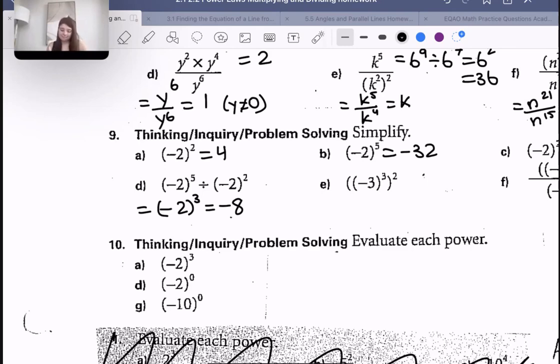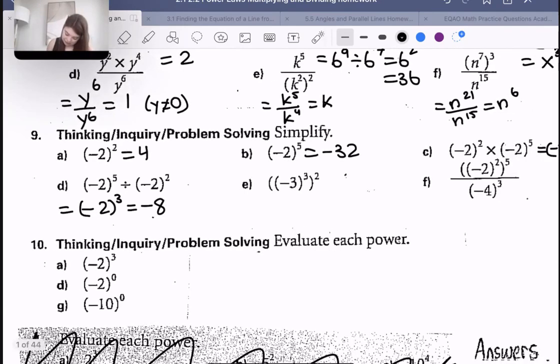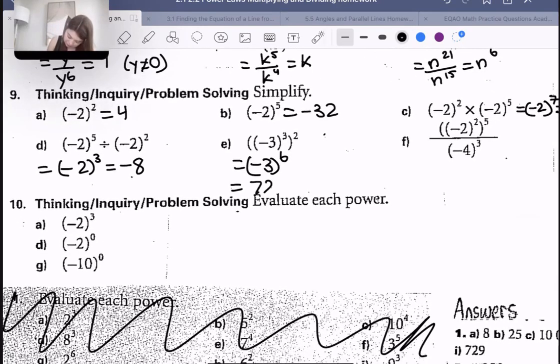Okay. The next one is -3 cubed squared, so that would be the same as -3 to the power of 6. So that would be 729. And since we're raising it to an even power, we're going to get something positive there.